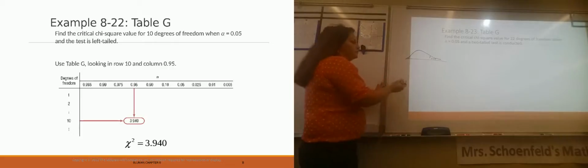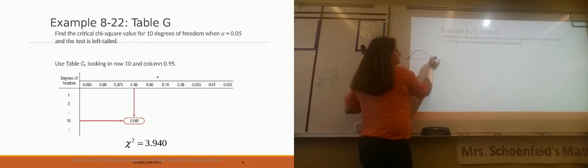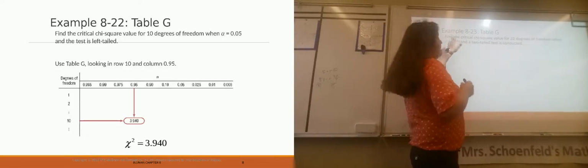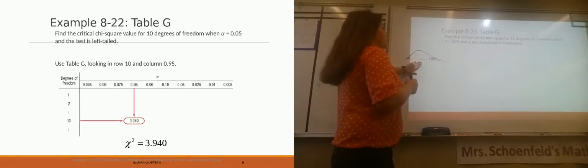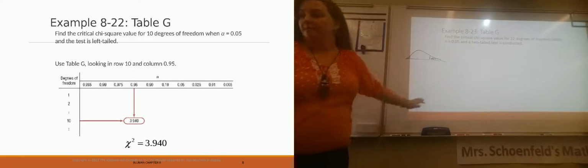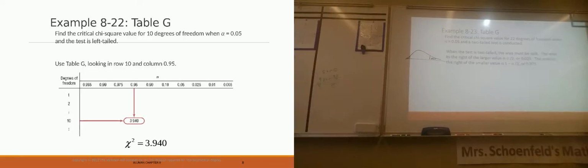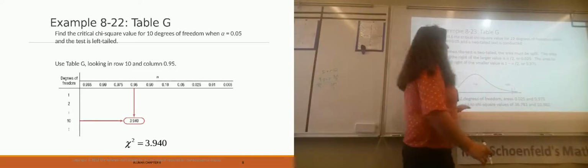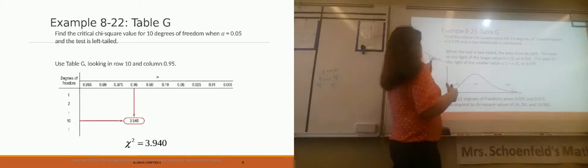So wait, I have to find 0.05 and then go down to 22? No, you're not finding 0.05. You have to say what test is conducted. It's two-tailed. Draw yourself a quick little picture. Now I have to find 0.025. And then we get 36.781. Then you'll have to do the other side, so the 1 minus 0.025.